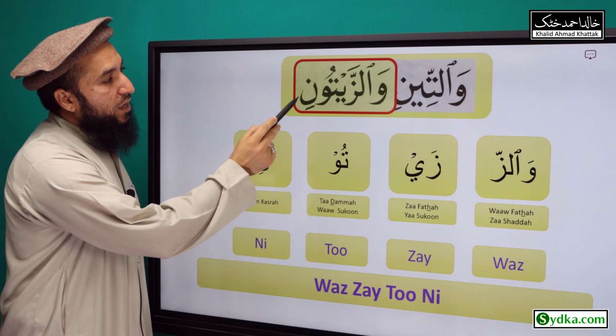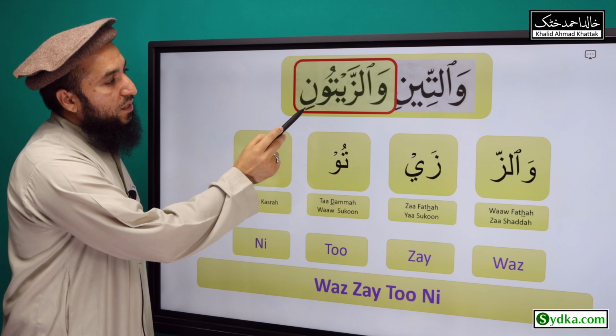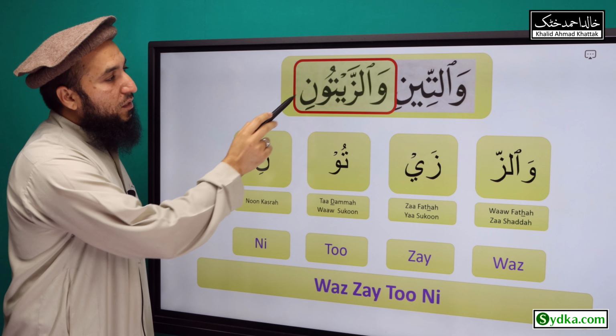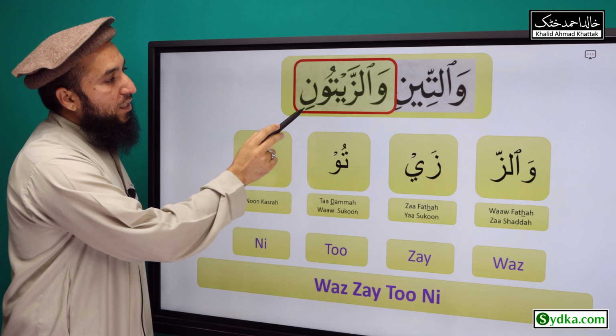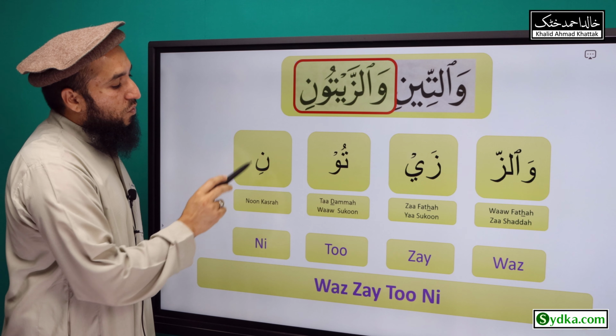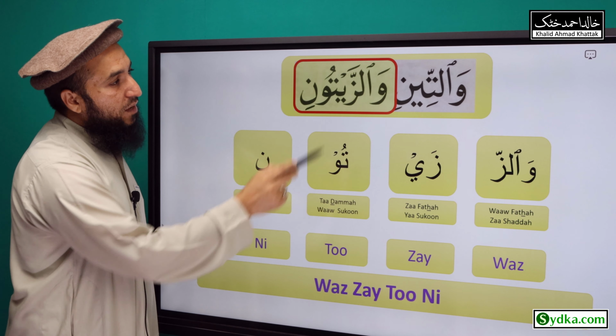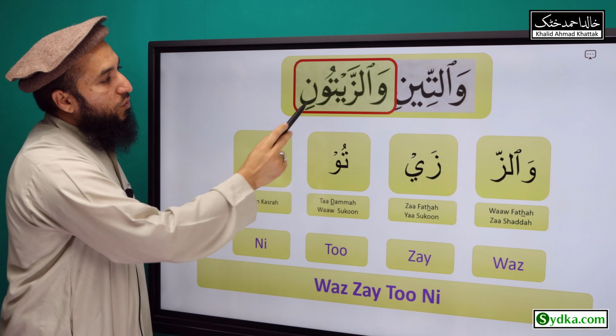The next syllable we have is noon kasrani. Noon is a light letter, it has kasra underneath and it is prolonged for one count. Noon kasrani. Combining these four syllables together, we have wazzaytuni.